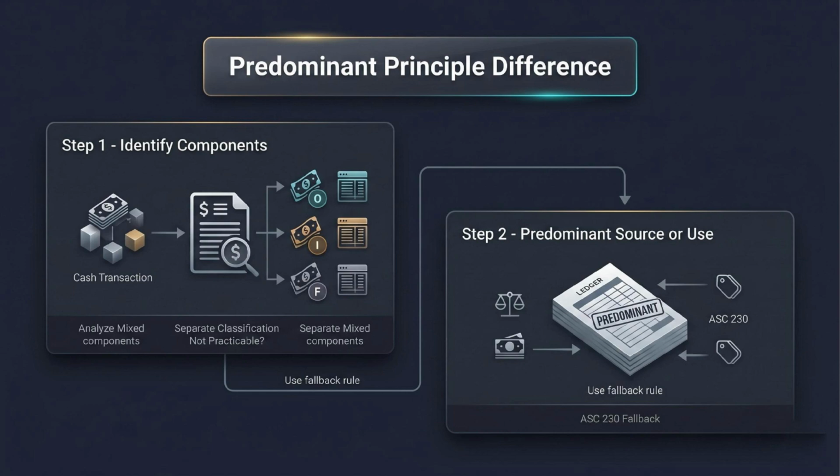The discipline is to first ask whether the components can be separated. If yes, separate them. If no, identify the main economic purpose. This is not a guessing rule. It is a structured judgment rule, and ASC 230 expects that judgment to be applied consistently.